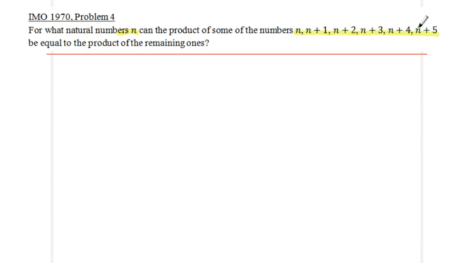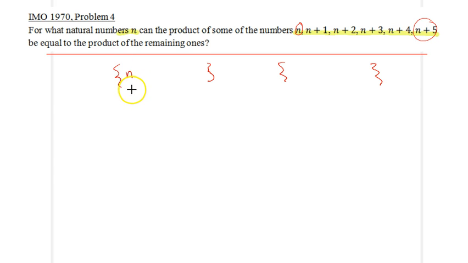Obviously, by checking mod 5 and divisibility by 5, one of these six consecutive numbers will definitely be divisible by 5. But then, because we want the product of the numbers in the two sets to be equal to each other, one will have a 5, the other one should have a 5 as well. So it immediately implies that n and n plus 5 are those numbers divisible by 5.